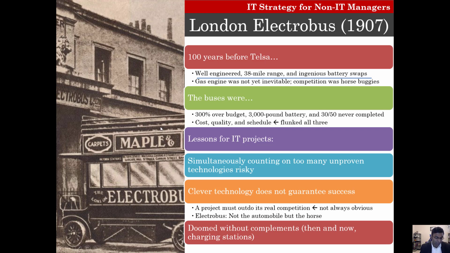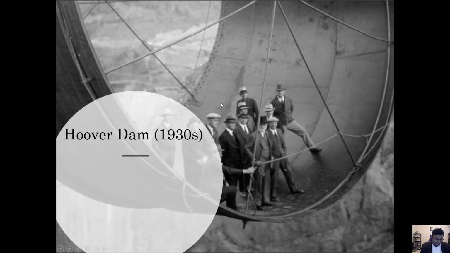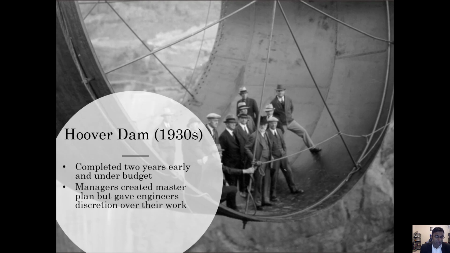So let's take the example of Hoover Dam, and contrast these project failures to Hoover Dam, which was a huge success. The key to this success: the Hoover Dam was completed 2 years early, under budget. The managers created a master plan, but gave engineers discretion over their part of the job. And the lesson for IT projects is that line managers need to manage the what, not the how.